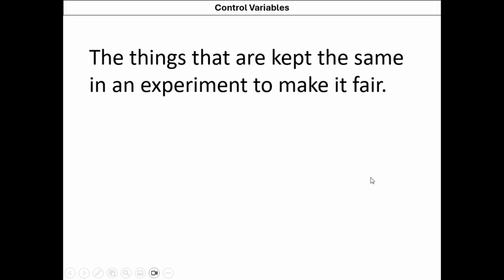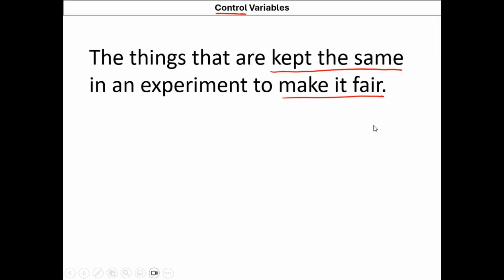Now, last type of variable is control variables. Control variables are things that could change that I'm choosing not to. I'm choosing to keep them the same to make it fair. So they could change, they're still variables, but I am going to actively make it so they don't change.